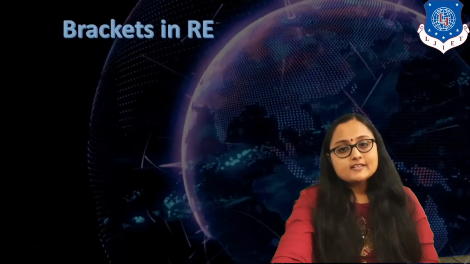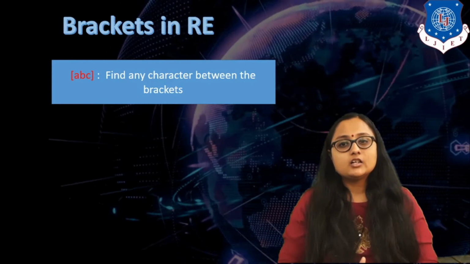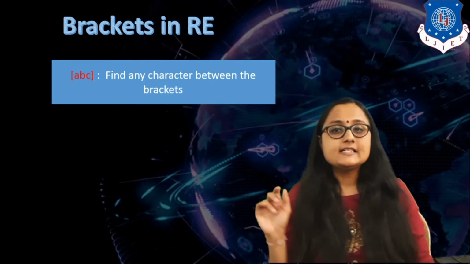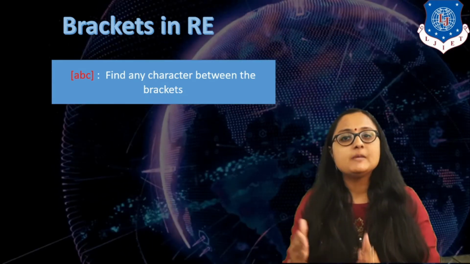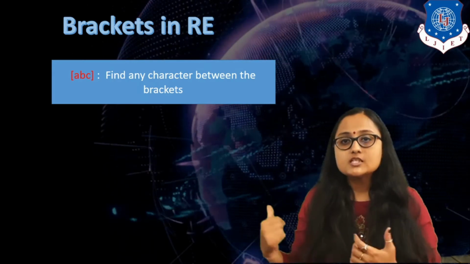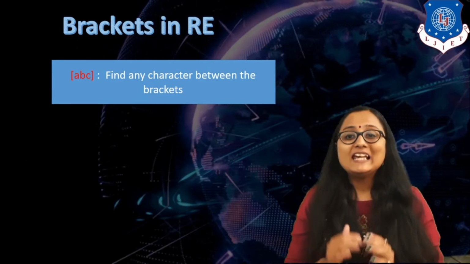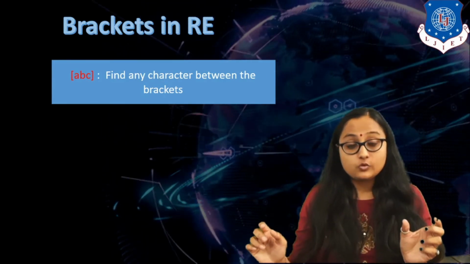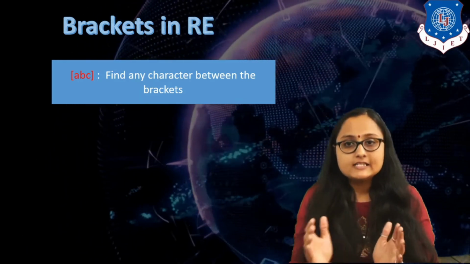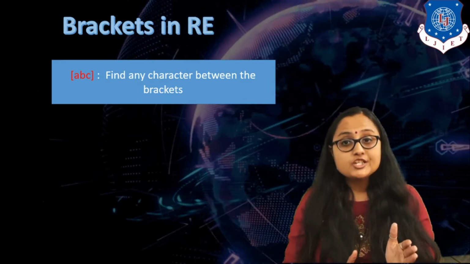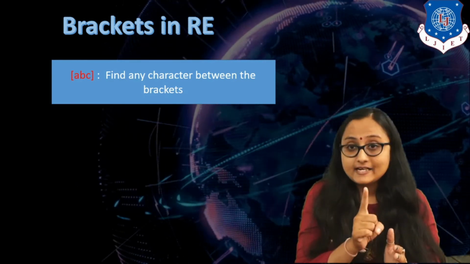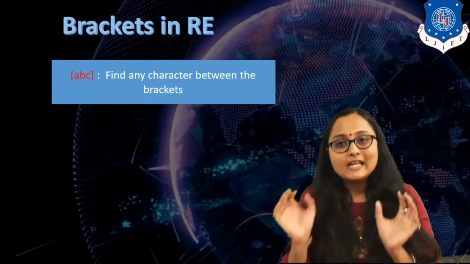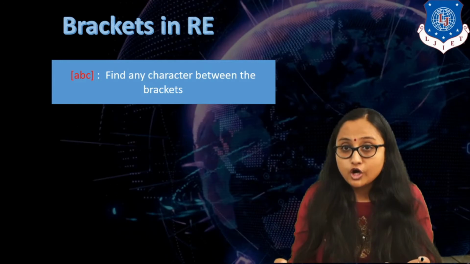So for brackets in regular expression, the first bracket that we are going to see is the square bracket. Inside the square bracket, if you are writing any sequence of characters, for example A, B, C, what does this pattern indicate? Basically it finds any character between the brackets. So if you have a string and you write this square bracket with any sequence of characters inside, it will try to match at least one character from this bracket into your string, and if it gets a match, then your string is correct or true according to the pattern.